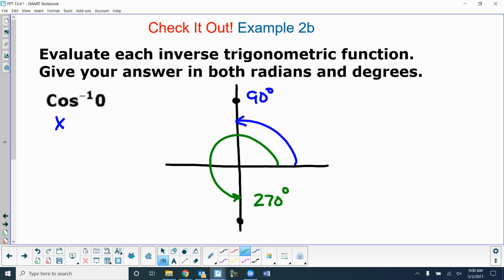Again, what is the label of these 2 points? What's this one? 0, 1, right? What's this one? 0, -1, right? Remember, what's our radius? Because we're on the unit circle still. 1, right? Hypotenuse, radius, always 1, positive 1.